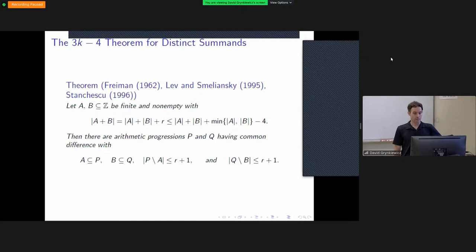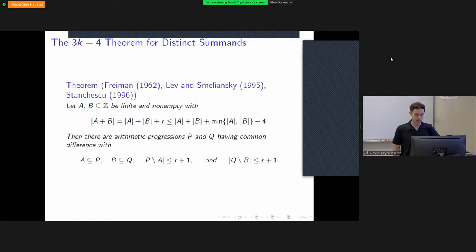Then Lev-Smeliansky gave a variation on this result involving the diameter of the sets. Stanchescu later on gave a short little observation that you could prove this larger result that was more similar to Freiman's result from the version of Lev-Smeliansky.